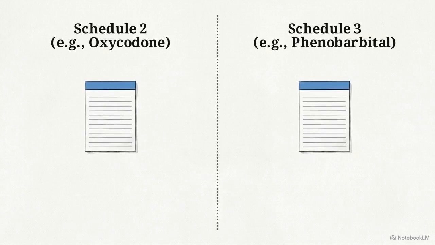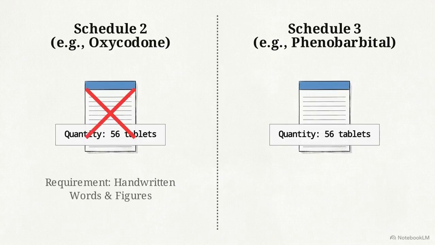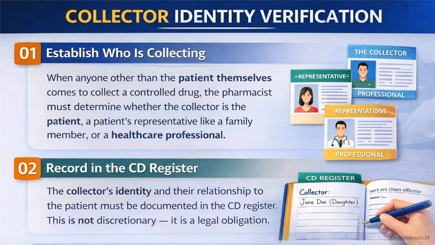This comparison shows where the rules slightly diverge. A typed quantity on a Schedule 2 script fails inspection. However, for a Schedule 3 drug like phenobarbital, a computer-generated quantity passes and is legally acceptable, provided all other patient details are present.